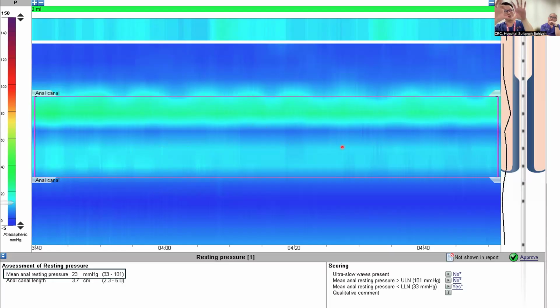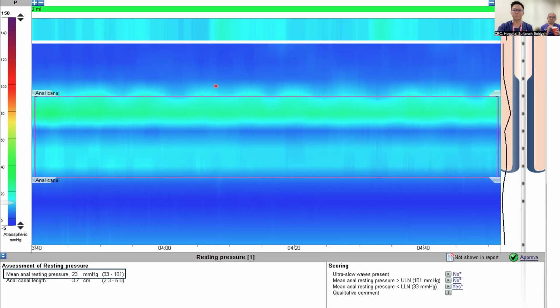Remember just now when I showed you all the manometry images, it's all green in color, correct? Look at this color here. Bluish, I didn't adjust the pressure colors. Bluish. The green also very pale. And then you look at the mean anal resting pressure, only 23. Very, very low. You can even map out that this is the external anal sphincter and the internal anal sphincter.